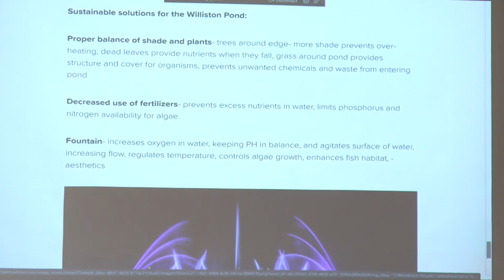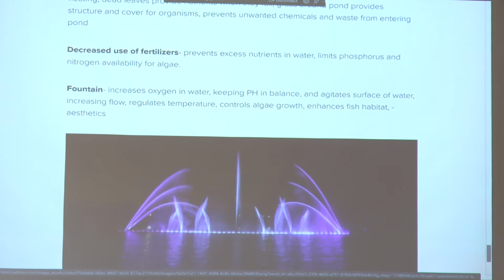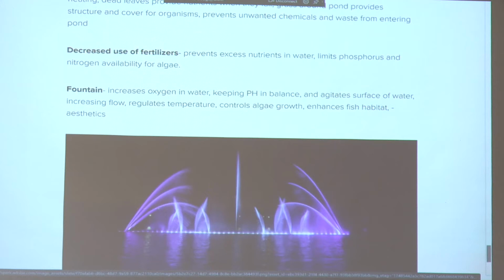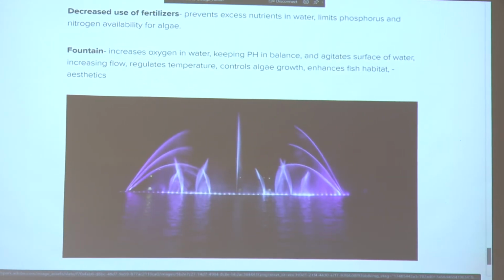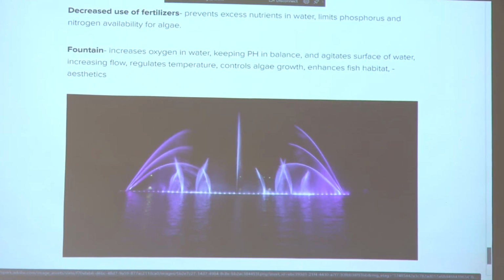And lastly, a fountain. Fountains increase the oxygen in the water, keep the pH in balance, agitate the surface, increasing flow, regulate temperature, control algae growth, enhance the fish habitat, and they also look very cool. So that could be the Williston Fountain. Just an idea, but thank you very much.